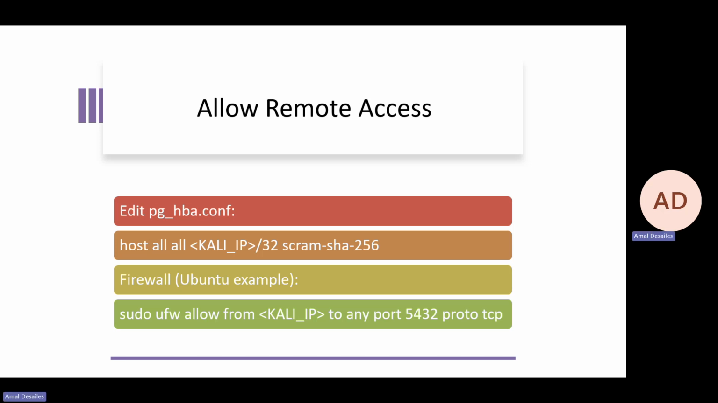So allow remote access. The authentication control lives in pg_hba.conf. For the scan and demo, add a line like host, all, all, the Kali IP, which allows the Kali host to connect using SCRAM-SHA-256 authentication. Next, open the firewall so the Kali IP can reach port 5432. For example, sudo ufw allow from Kali IP to any port 5432 proto tcp on Ubuntu. These two changes make the server reachable while still limiting access to the scanner.